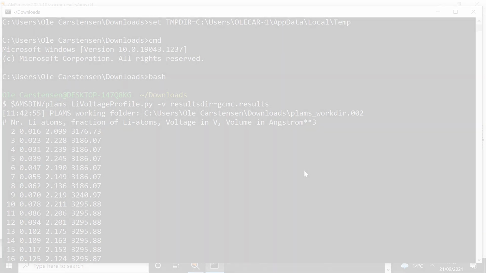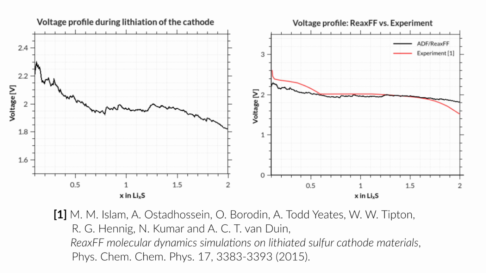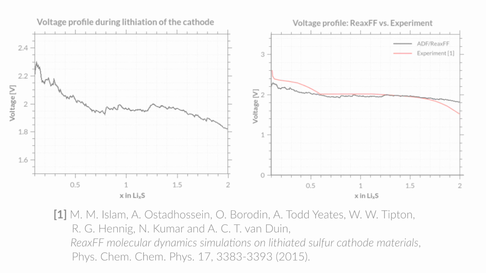We can plot these results with standard plotting software, and if we do, we will see that the voltage curve compares nicely to the experimental values. Don't be concerned if your results look a bit different. Monte Carlo calculations rely heavily on random numbers, and while the overall trend should be reproduced, single runs may differ from each other. That brings me to the end of this video.